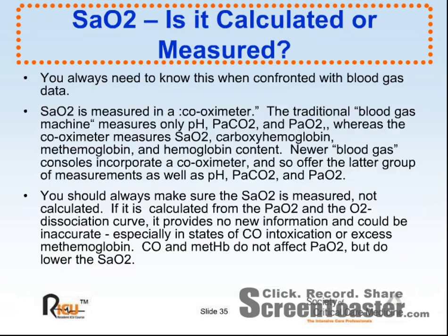Is oxygen saturation calculated or measured? Oxygen saturation is measured in a co-oximeter. You should always make sure that the oxygen saturation is measured, not calculated. If it is calculated from the PaO2 and the O2 dissociation curve, it could be inaccurate, especially in states of carbon monoxide intoxication or excess methemoglobin. Carbon monoxide and methemoglobin do not affect PaO2, but do lower the oxygen saturation.